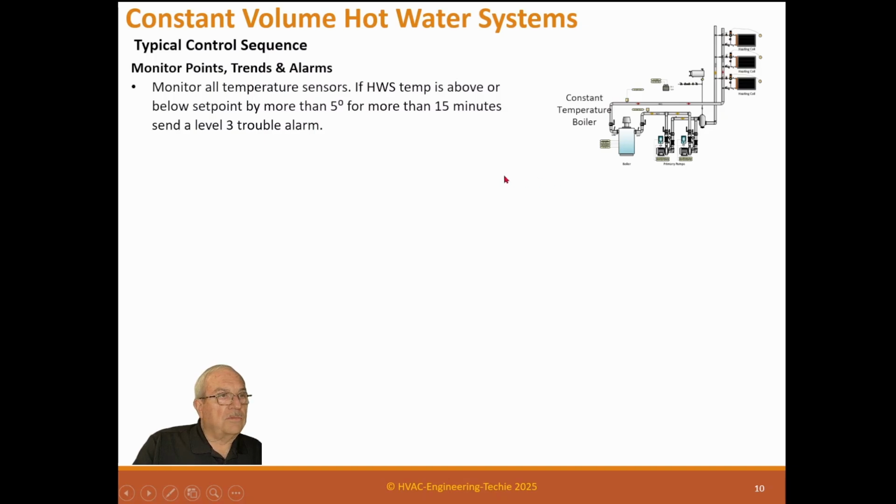Trend points for alarms: monitor all temperature sensors. If the hot water supply temperature is above or below set point by more than 5 degrees for more than 15 minutes, send a level 3 trouble alarm. Alarm on equipment fan failure as a level 2 alarm.